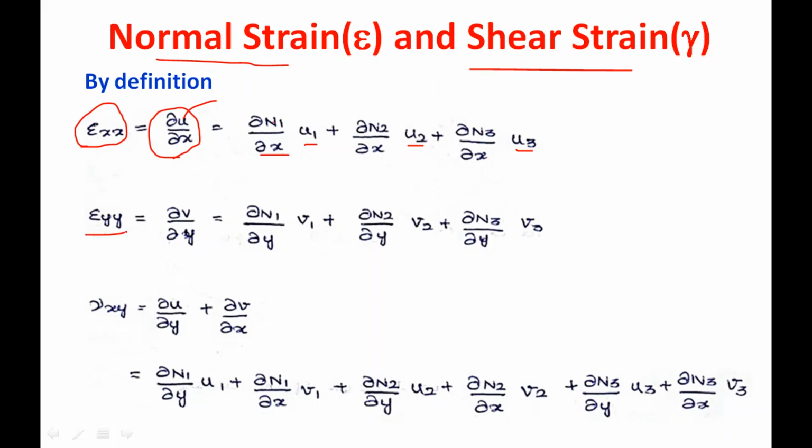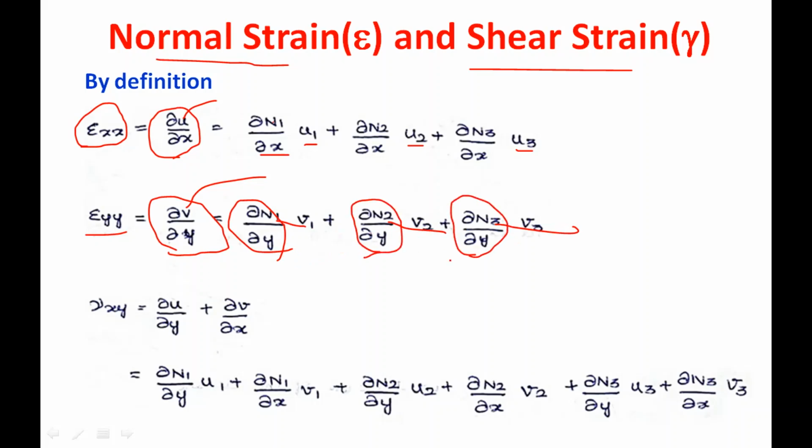What is epsilon yy? Strain along the y direction, normal strain. So dou v by dou y, this is the definition. So substitute v. v is n1 v1, n2 v2, n3 v3. That is why we are getting dou n1 by dou y, dou n2 by dou y, dou n3 by dou y. What is the definition for shear strain? It is dou u by dou y plus dou v by dou x, right? So this we have to remember.